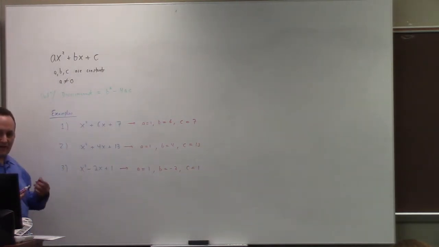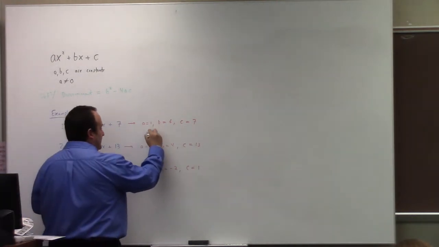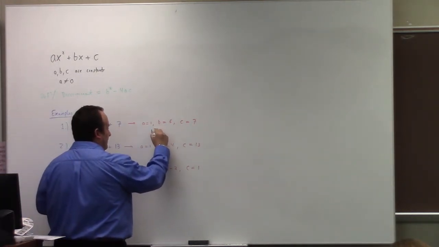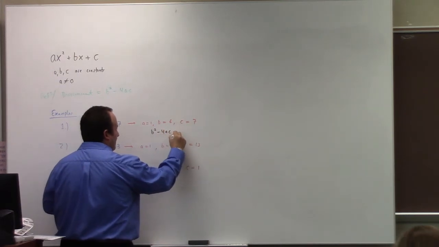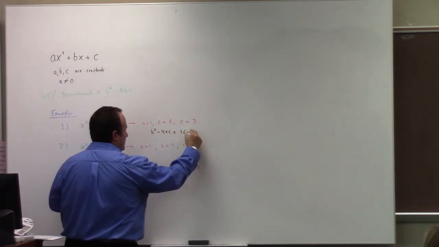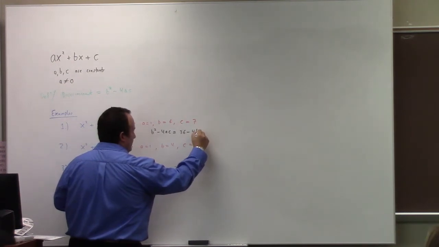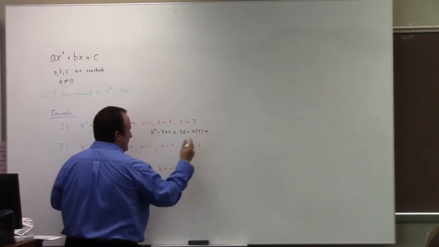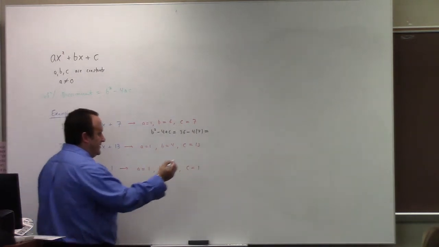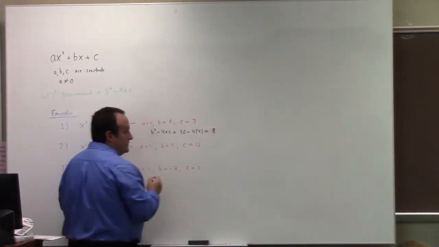These are all kind of boring. A is 1 for each one, right? Because the coefficient of x squared is 1. And then we can calculate the discriminant in each case, right? So b squared minus 4ac for this one is what? 36. So 4 times 7, right? So that's 36 minus 28, which is otherwise known as 8, right?